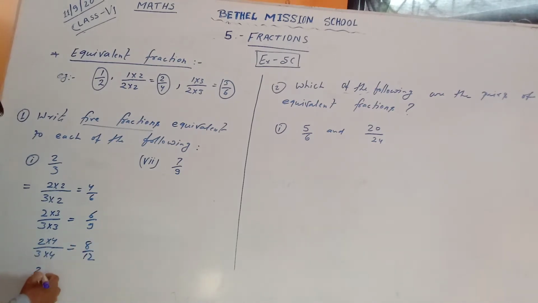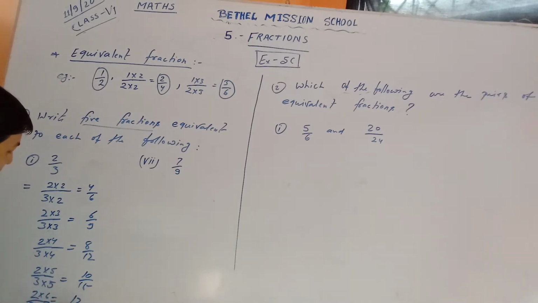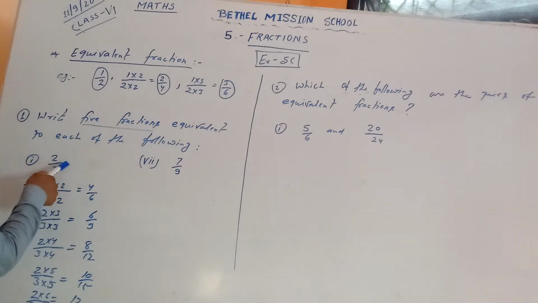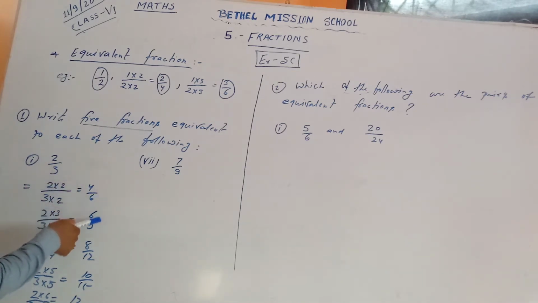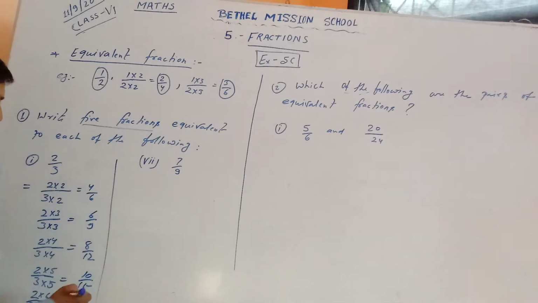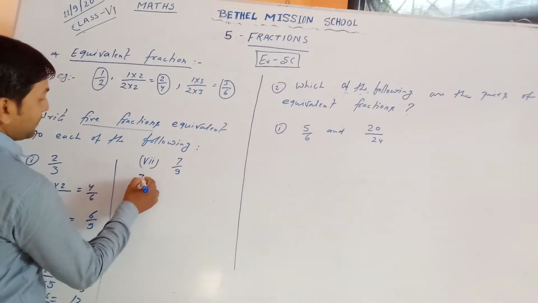2/3 multiplied by 5 becomes 10/15. Now 2/3 multiplied by 6 becomes 12/18. These are equivalent fractions of 2/3: 4/6, 6/9, 8/12, 10/15 and 12/18. Okay, these are the answers. Same you have to write.